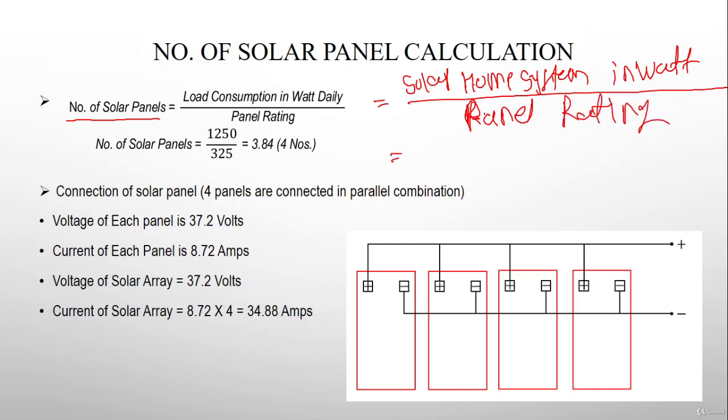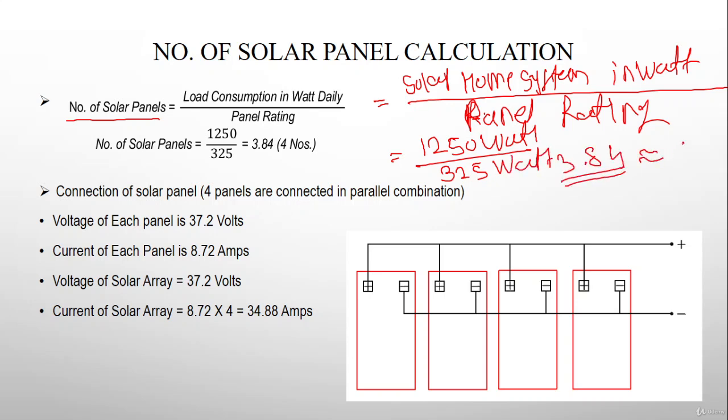The solar home system wattage size is 1.25 kilowatt. In terms of watt, it is 1250 watt, divided by the individual panel rating of 325 watt. From that, we get the answer of 3.84. So, close to 4, we can choose the number of solar panels in the system.